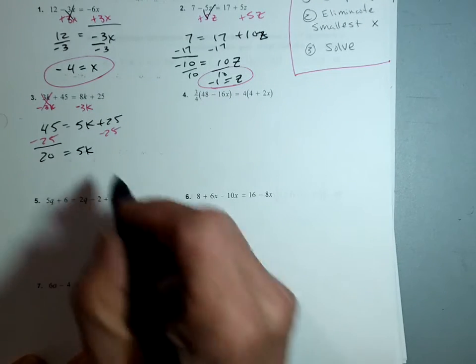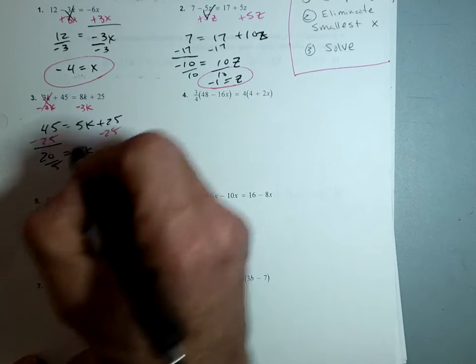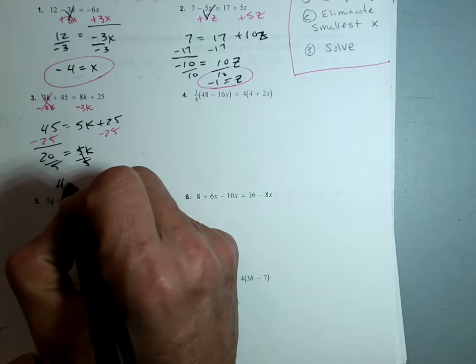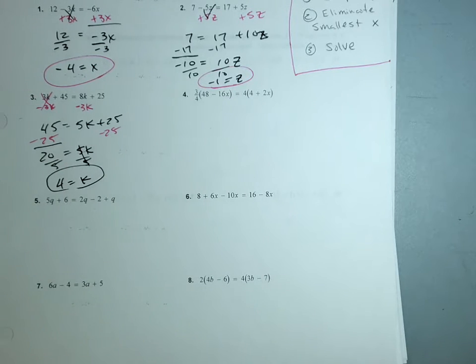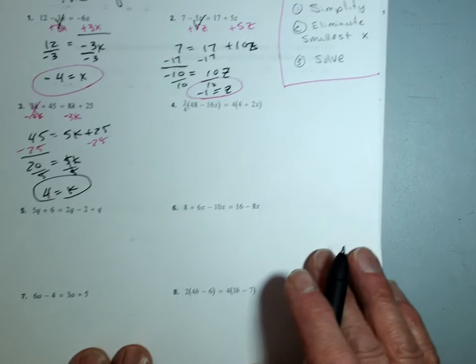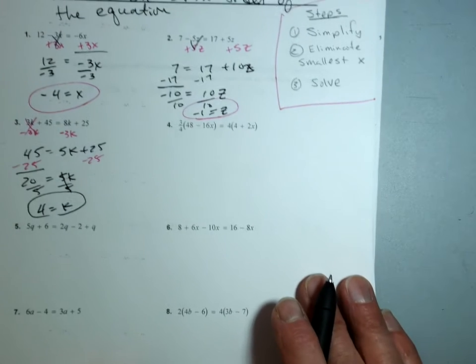Divide by 5, divide by 5 to cancel with the 5s, and I get 4 equals k. Thumbs up? Good. Okay, now, number 4. It's a little bit tricky, but we're going to have to tidy it up.